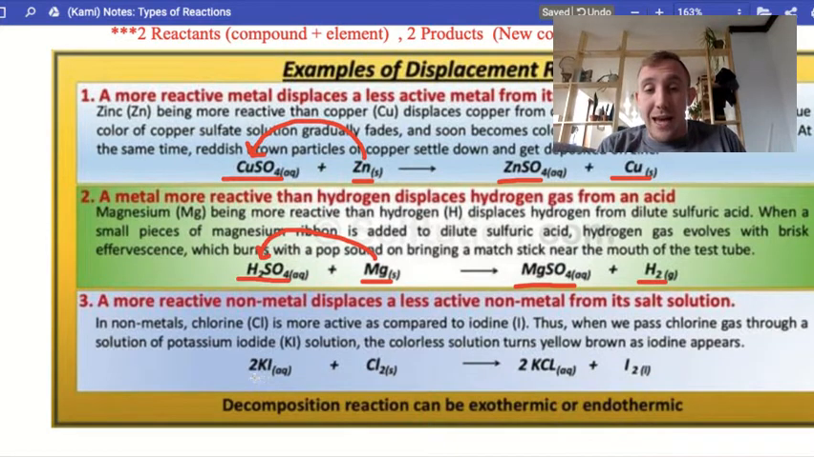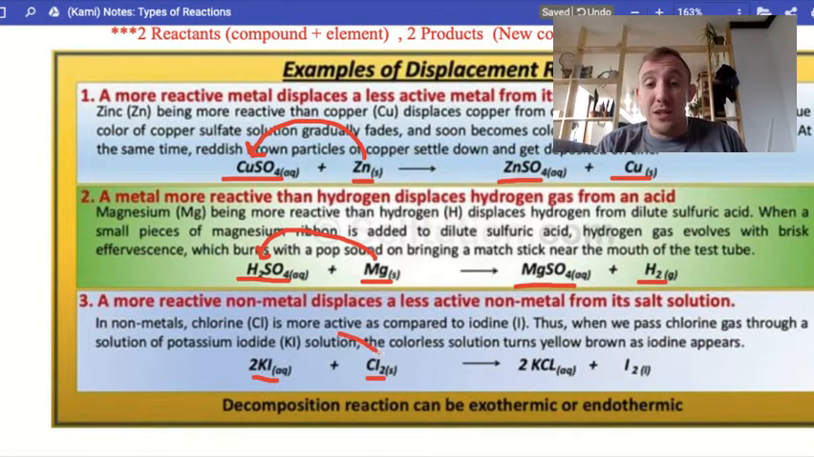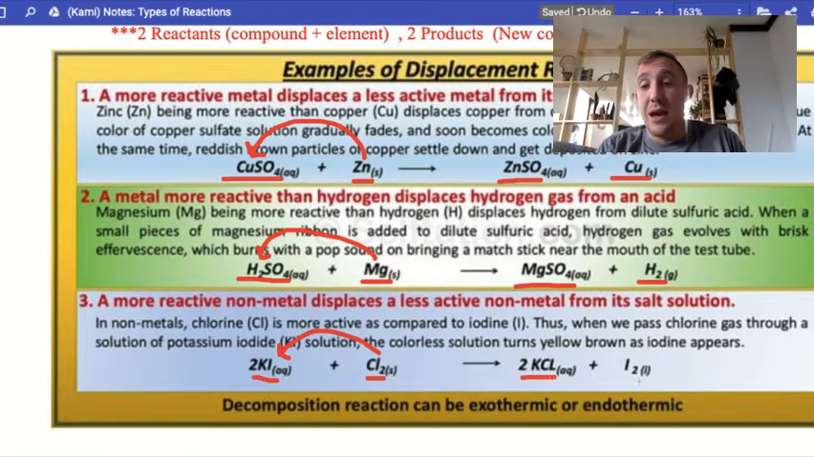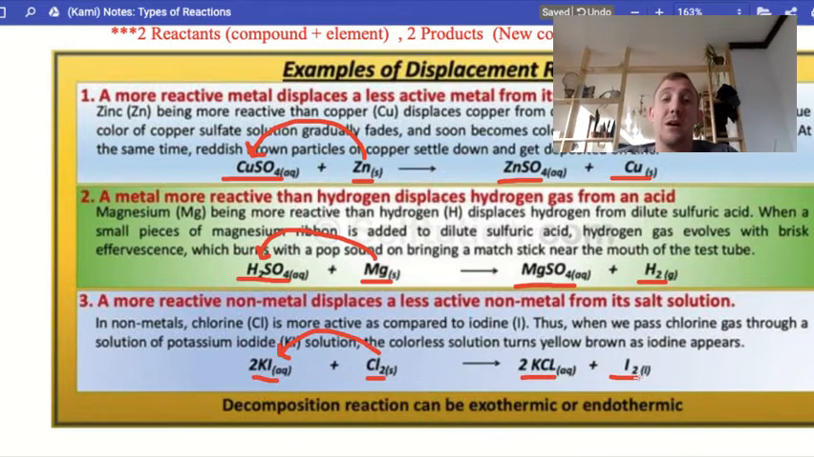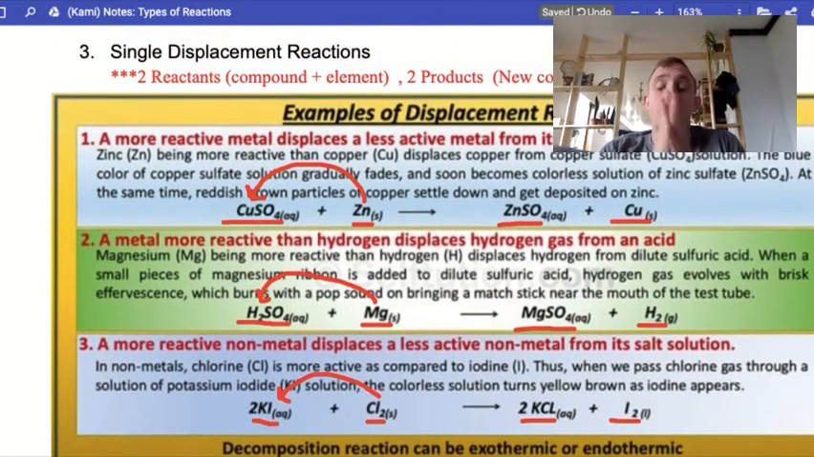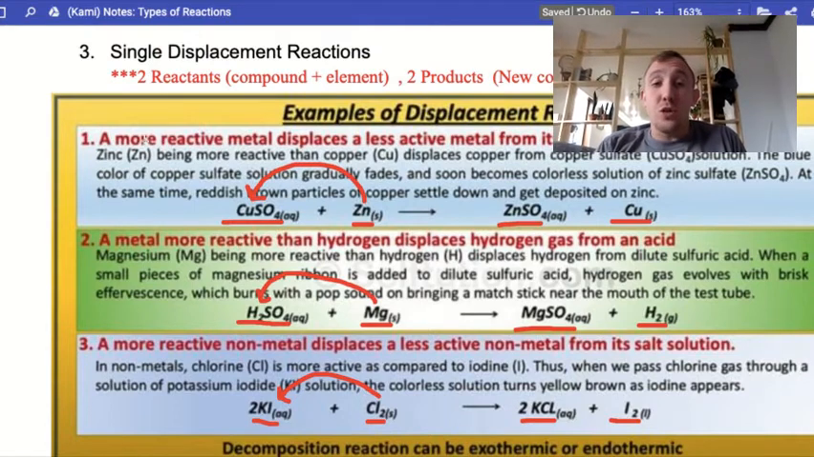Okay, so once again, I have potassium and iodine, and I have a compound chlorine. Then I have potassium chloride, so chlorine replaced iodine, so now it's potassium chloride, and iodine's by itself. So just remember what you're looking for is two reactants and two products. You notice I underlined two things on each side, but it's going to be a compound plus an element. And then at the end, it's going to be another compound plus an element.